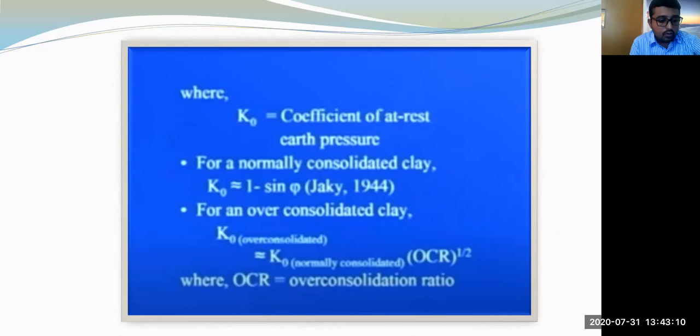I hope that you know what exactly normally consolidated clay and over consolidated clay are. But to give you a rough idea, normally consolidated clay is a clay which is subjected to the maximum pressure acting on the soil at present, and over consolidated clay means this clay has been subjected to more pressure in its history as compared to the present condition. So K naught over consolidated by K naught normally consolidated whole squared comes from this relation.